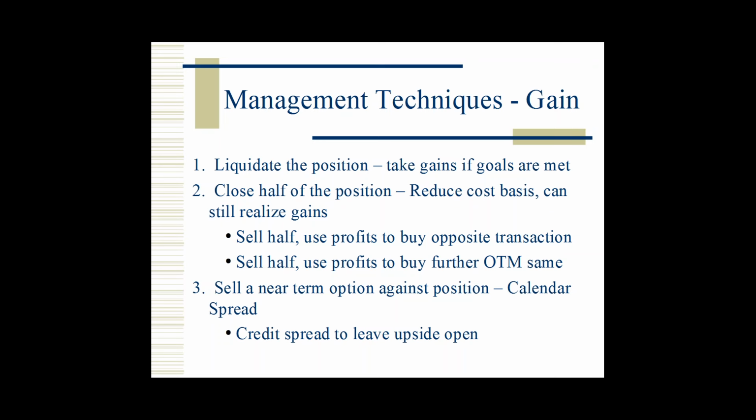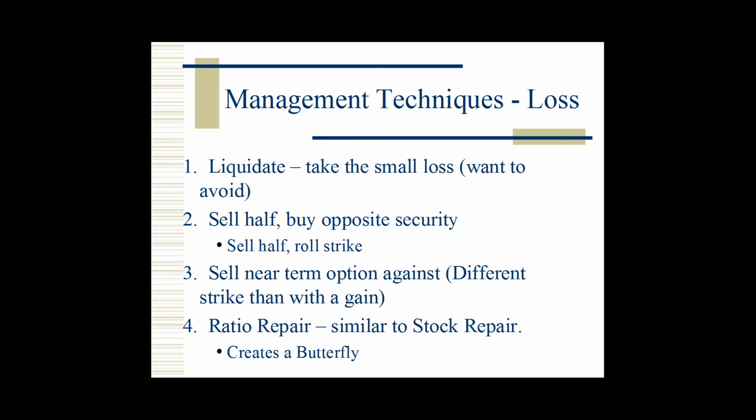We might sell a near-term out-of-the-money short put option, create a calendar put spread, and of course we could do a bull put spread on top of that to create the credit spread to leave the downside open if the stock continues to run. We are going to look at examples of all these, but the first part of this presentation is just outlining some of the ideas, and then we're going to put those ideas in action using the power options tools.